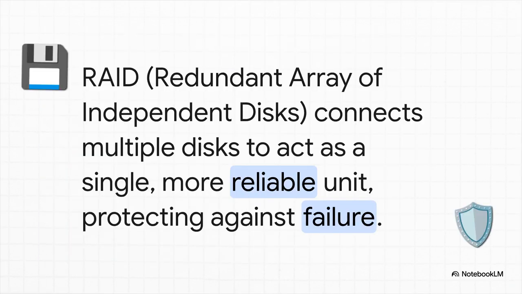But what happens if a physical disk drive just dies? It happens. That's where technology called RAID comes in. It basically links a bunch of cheap disks together so they act like one super reliable unit. It might store an identical copy of your data on two separate disks, or it might cleverly spread pieces of your data across several disks in a way that lets it rebuild everything if one of them fails. Either way, if one drive goes down, zero data is lost.